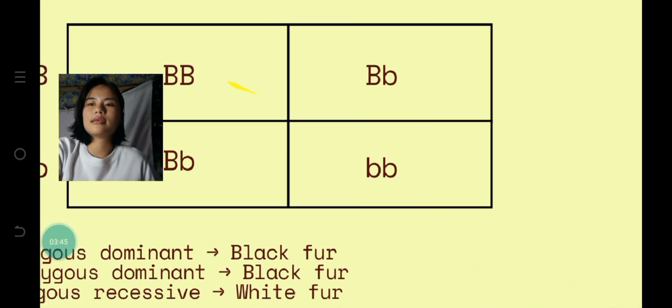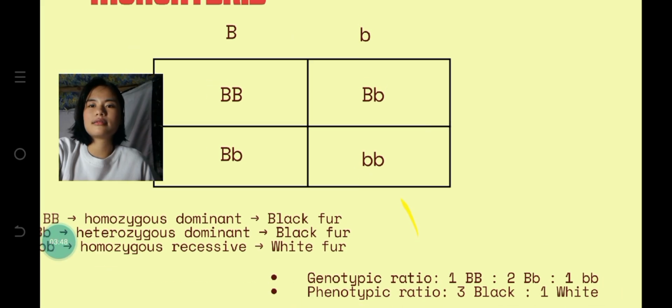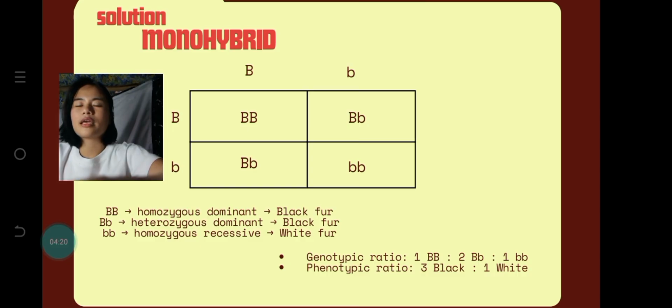The ratio of that one is one homozygous dominant, two heterozygous dominant, and one homozygous recessive. So most of the baby rabbits will have black fur, but there is a chance that some will have white fur. Okay, so let's tackle what the dihybrid cross is.